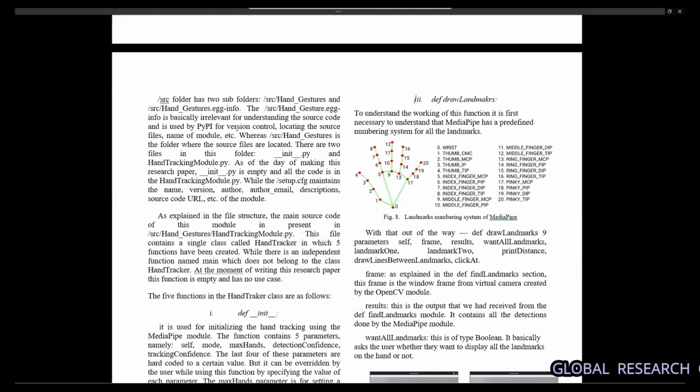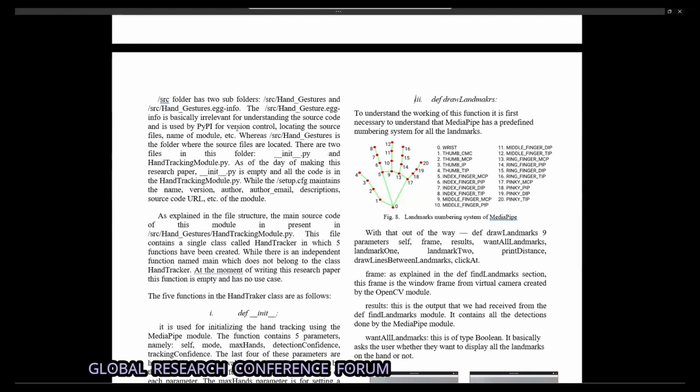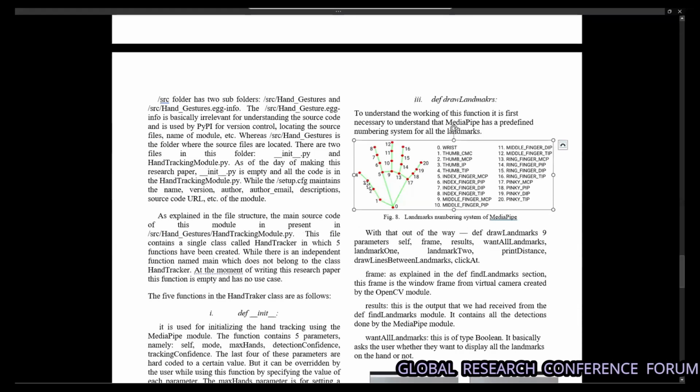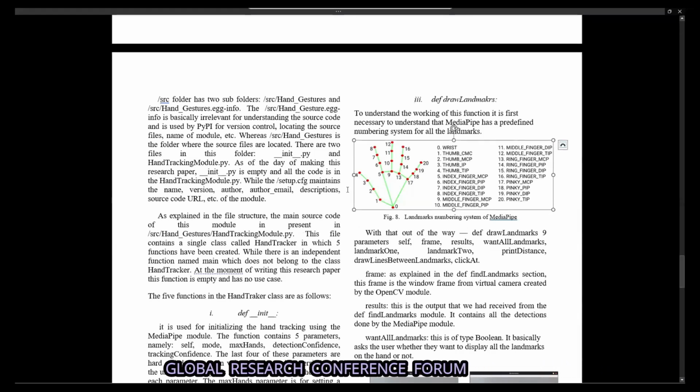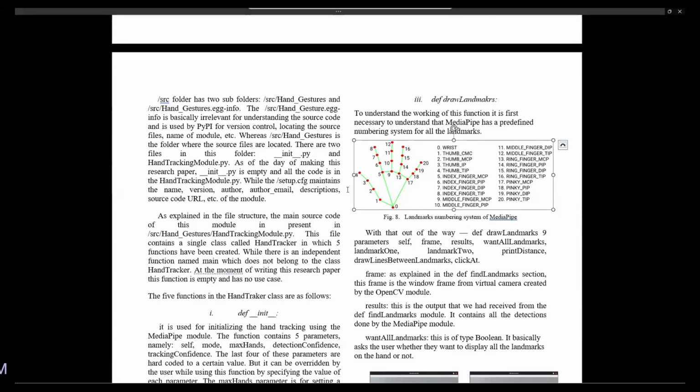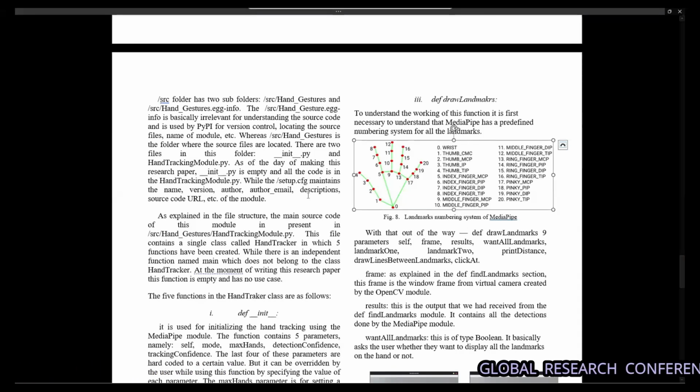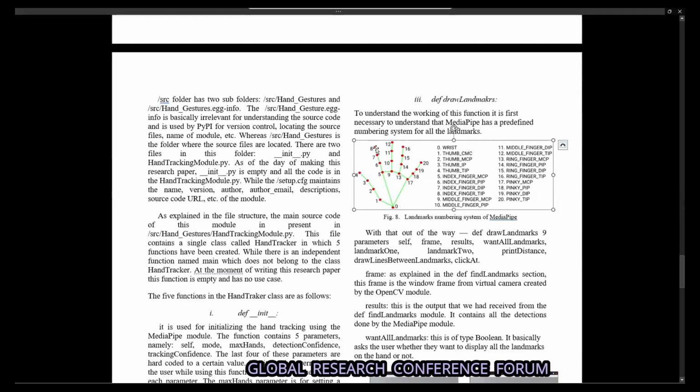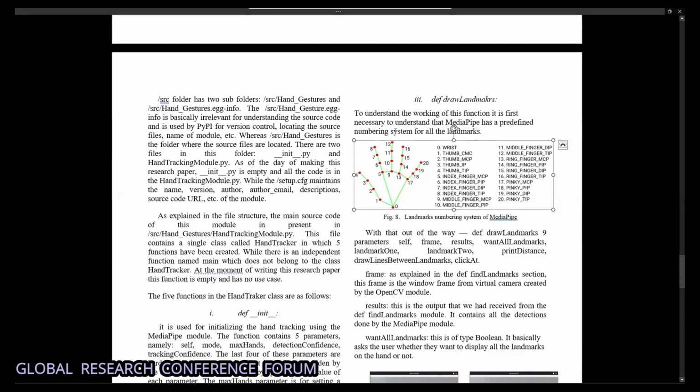To understand the working of this function, it is first necessary to understand that MediaPipe has a predefined numbering system for all landmarks. This figure shows just that. So, in the previous demonstration where I explained the calculator app module, it was calculating the distance between landmark number 8, the tip of our index finger, and landmark number 12, the tip of the middle finger.